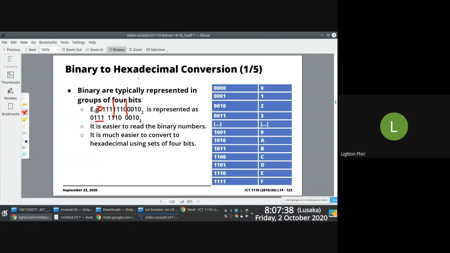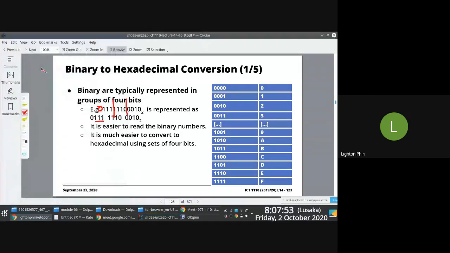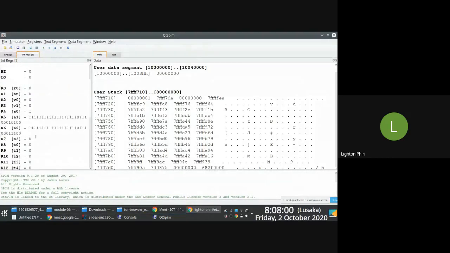The other reason why you might want to group bits like so is it makes it a lot easier for you to read the numbers. Imagine a situation where I'm going to power up QtSpim here, because I think it presents us with a perfect opportunity of how these things work. I'm simply going to change these values to binary. Observe, I have this number here, the status in register number 5 has this value.